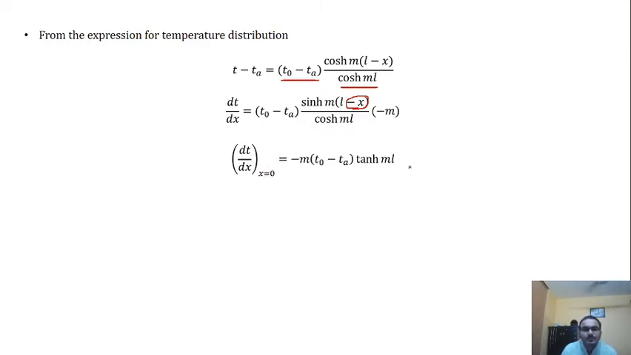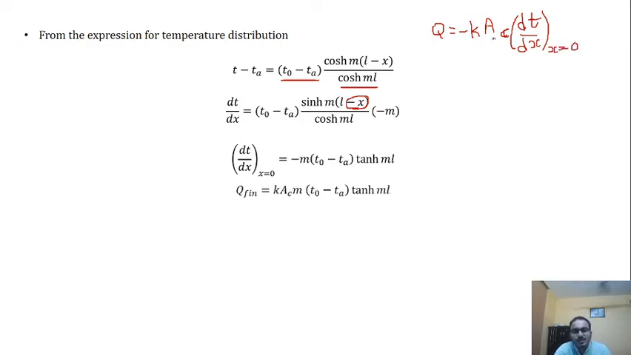At x equal to 0 it will be like this. Okay, so this is the value of dT by dx that we have obtained, and if you recall, the value of Q was minus kAc dT by dx at x equal to 0. So we are going to put it over here, in this way. Based on that, this is the final formula that we are getting.